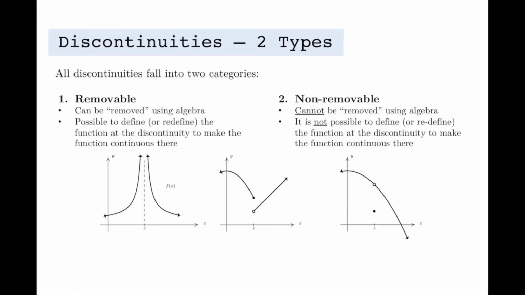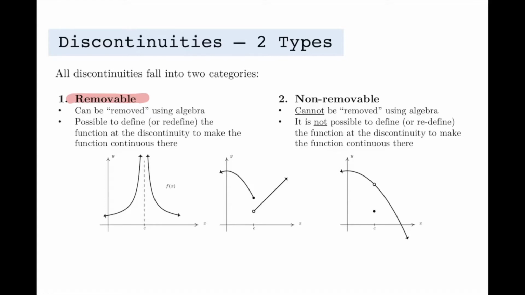Now we will take a closer look at discontinuities and classify them into one of two types. All discontinuities could be either removable or non-removable. Removable discontinuities can be "removed" using algebra. A more precise way to describe this is that it's possible to define, or maybe redefine, the function at the discontinuity to make it continuous there.